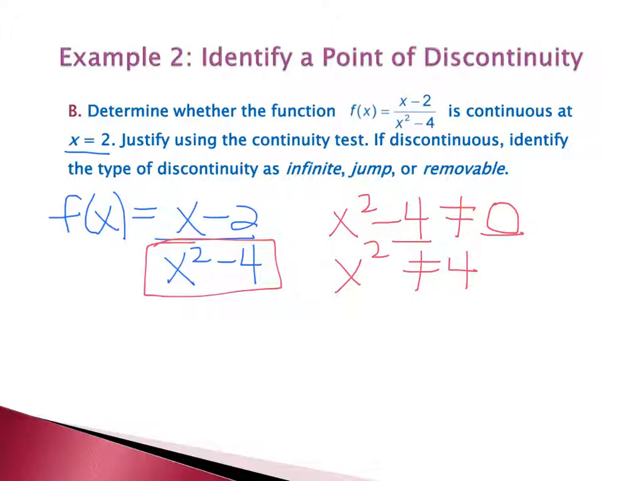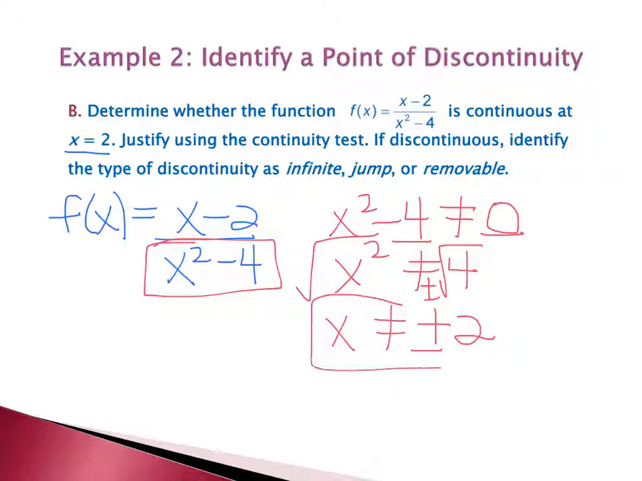Negative 4 and positive 4 would cancel out. 0 plus 4 is 4. And then I'm going to square root both sides, which tells me that x cannot equal plus or minus 2, because when I square root both sides, I put a plus or minus in front of my square root. So x cannot equal 2 or negative 2. So I have two places where this function is discontinuous.